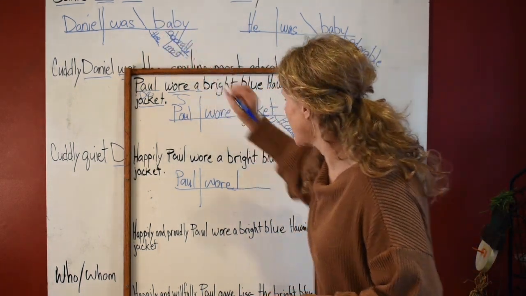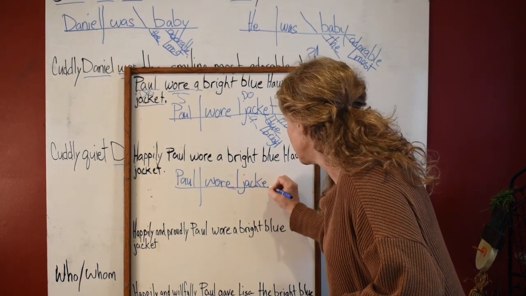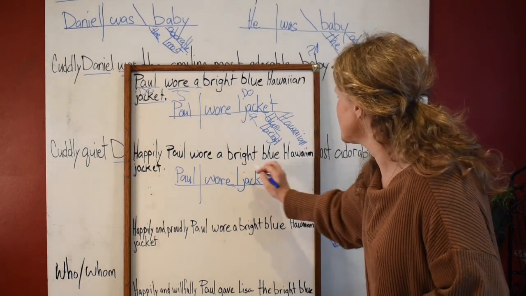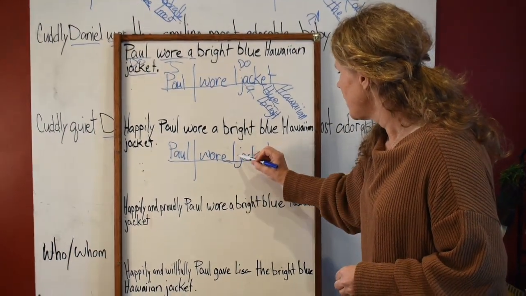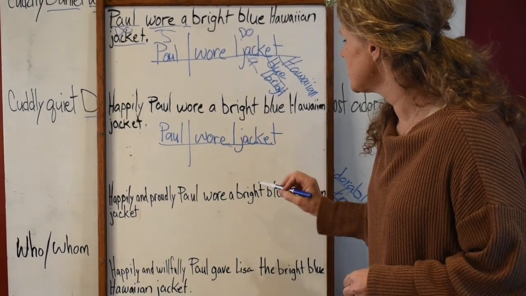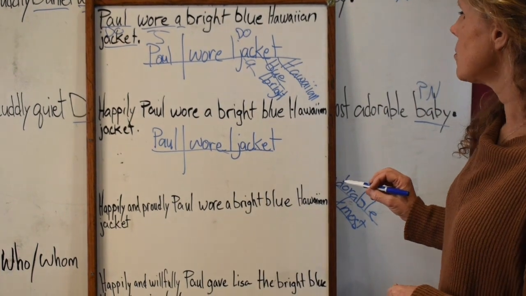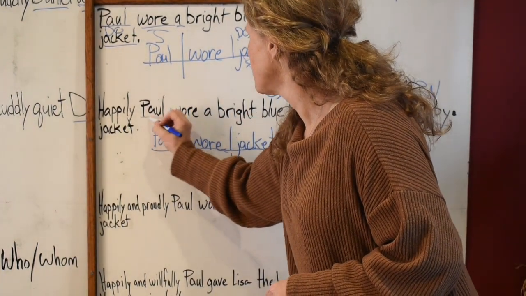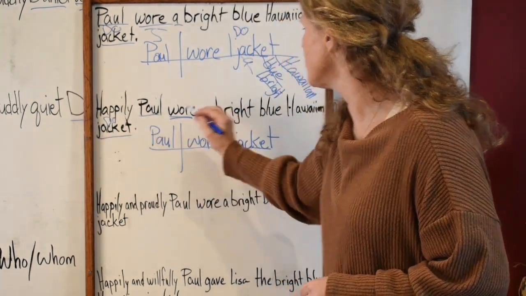See how this one's sideways? Jacket. So this is the direct object position of a sentence, and it's receiving what the verb is doing. All right? So now we have Paul wore the jacket, D-O. So we have those three words out.